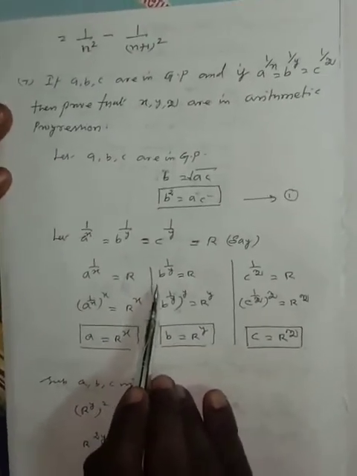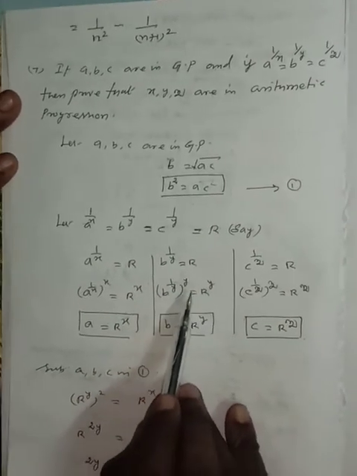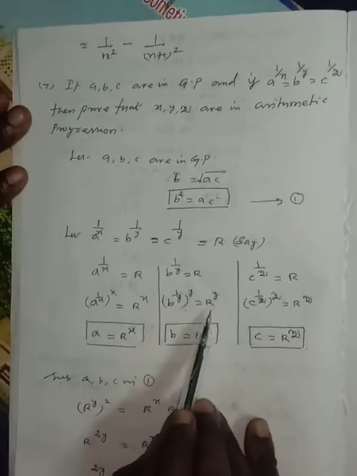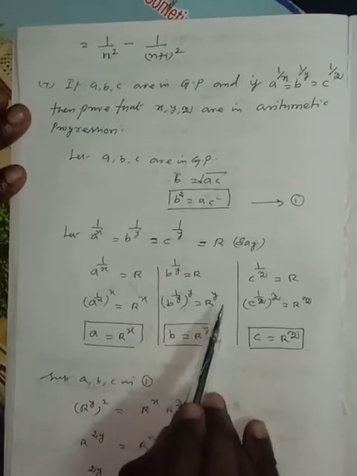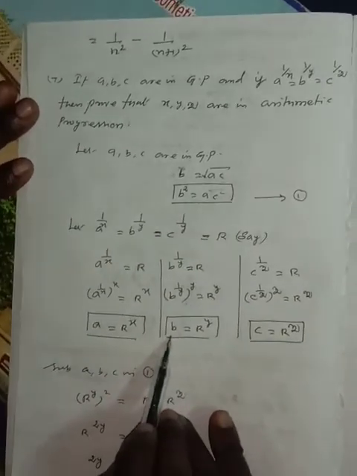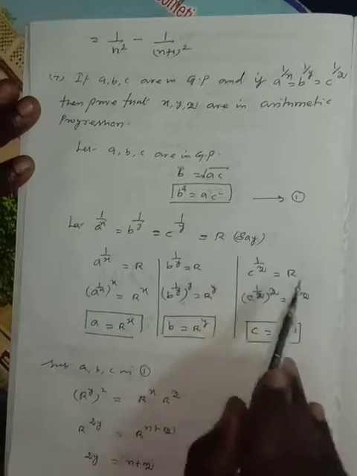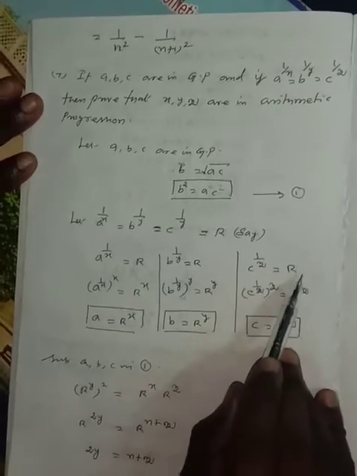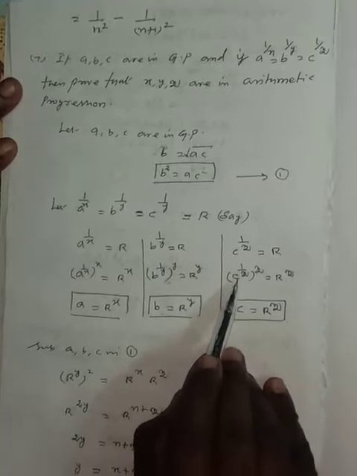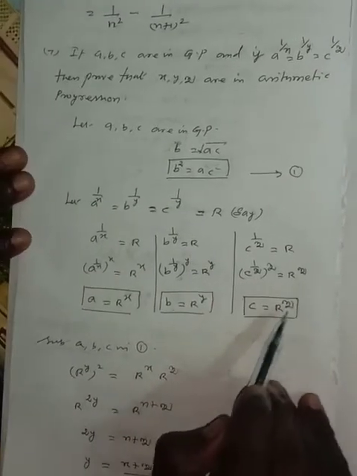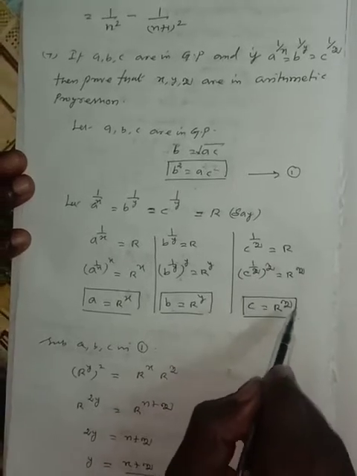In the same way, b power 1 by y is equal to r. Raising the power y on both sides, b power 1 by y whole to the power of y is equal to r power y. Y cancelled, we get b is equal to r power y. Take the third, c power 1 by z is equal to r. Raising the power z on both sides, we get c power 1 by z whole to the power of z is equal to r power z. Z cancelled, we get c is equal to r power z.